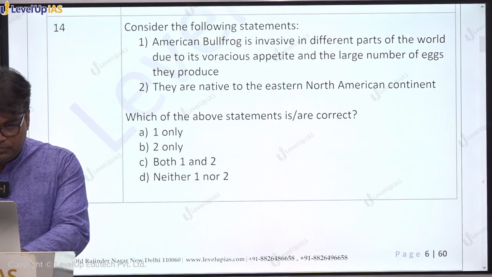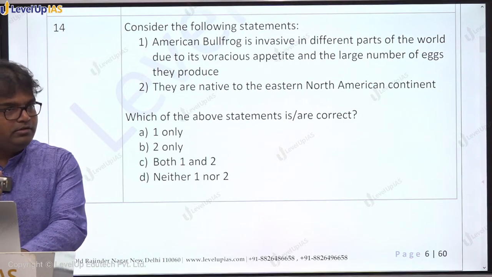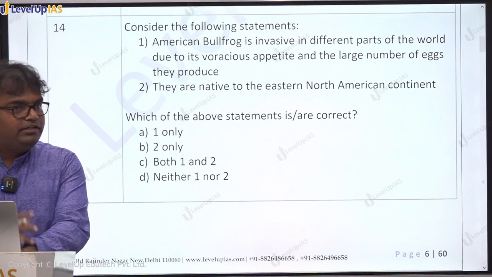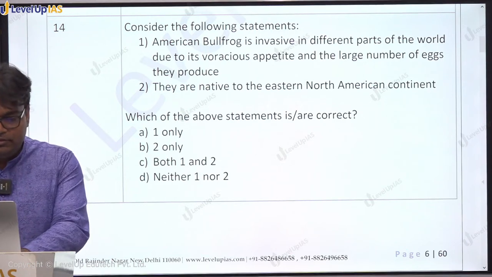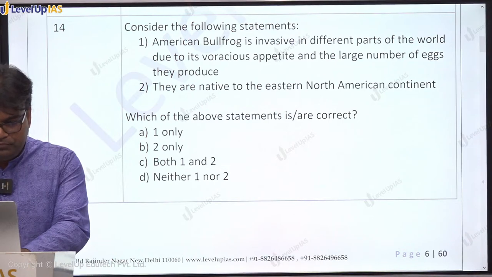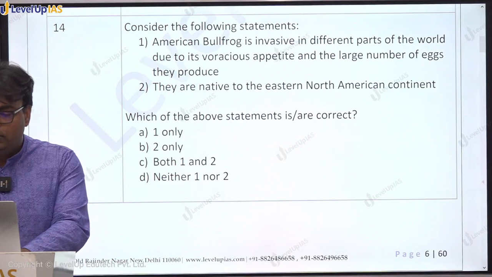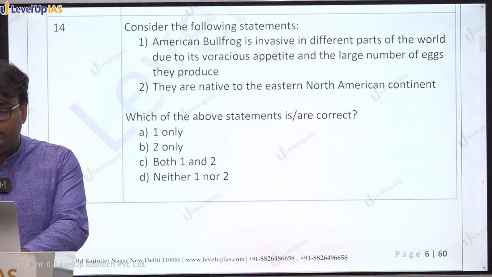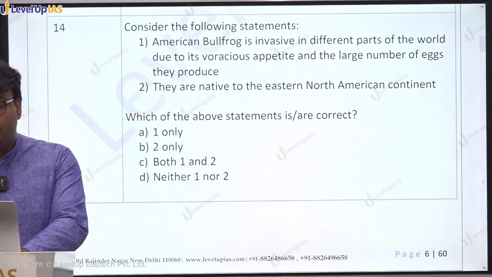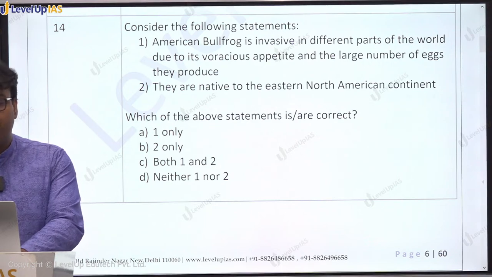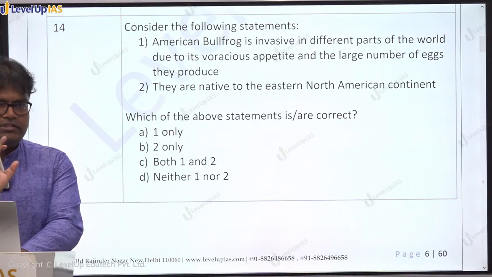Haan, dusra wala snake tha na. Brown tree snake. They are the two most damaging species. American bullfrog, often simply called bullfrog, is a large frog native to eastern North America. They are an invasive species due to their voracious appetite and the large number of eggs they produce, having a negative effect on native amphibians and other fauna. It's there in your notes.